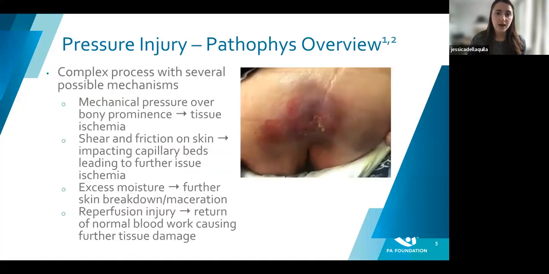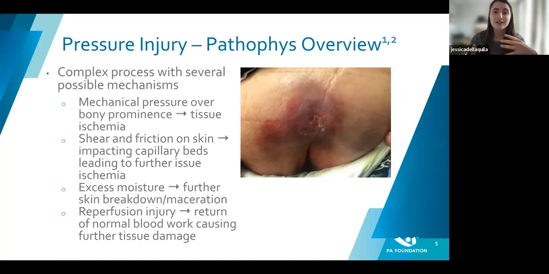So if we continue, this is a basic pathophys review. It's a pretty complex process when we talk about a pressure injury, and there are different ways that they can occur. Mechanical pressure over bony prominences over long periods of time can cause ischemia of that tissue. When we have shear friction of the skin, it can affect the capillary beds, as a lot of us have seen as well in the inpatient setting. When you have excessive moisture on the wounds, that can lead to further ischemia and damage and skin breakdown.